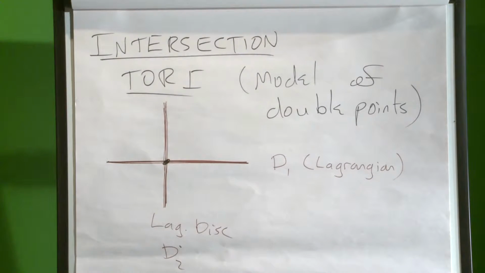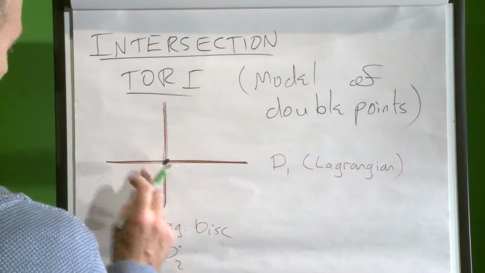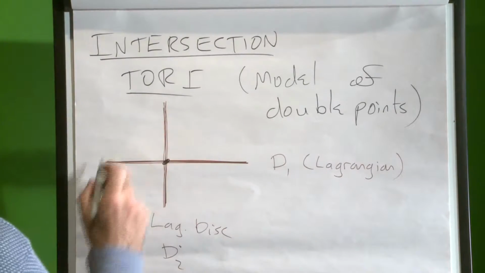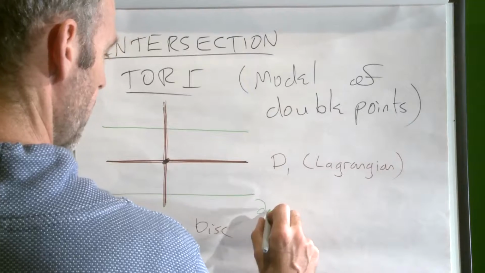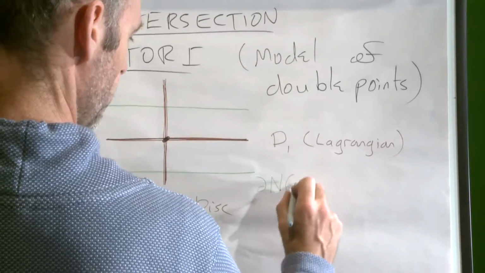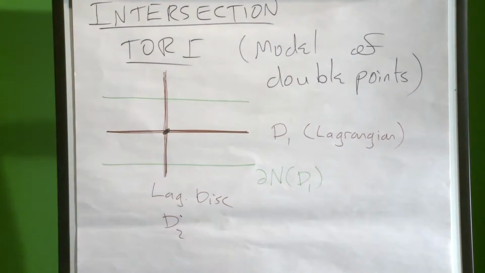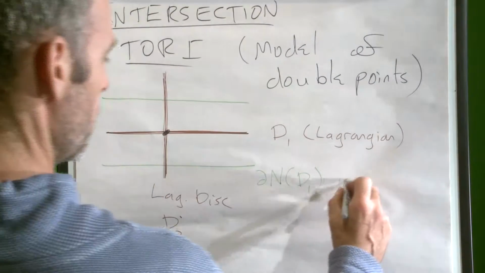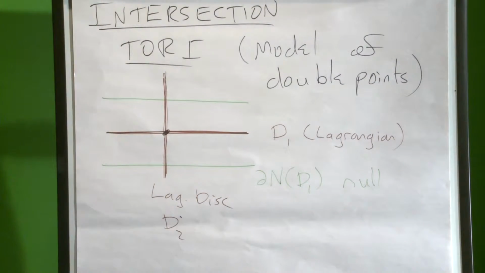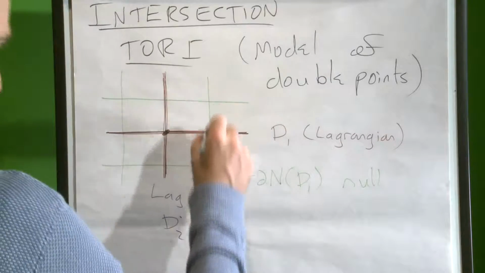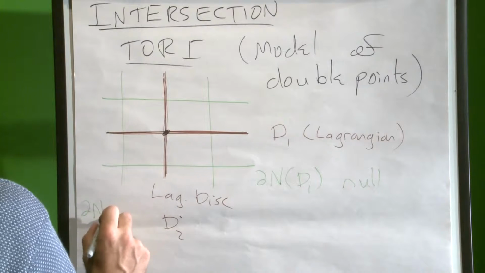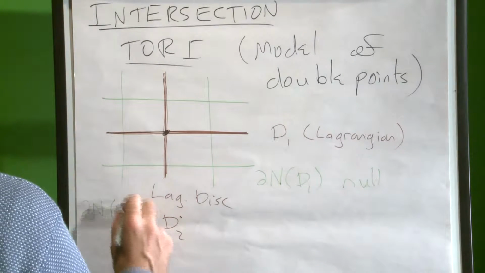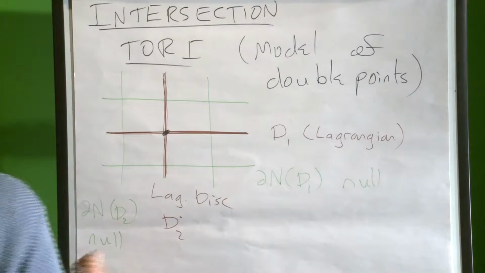Now what we can do is look at the regular normal neighborhood of these and look at the boundary of that. So you look at a kind of strip around each one of those, and then you look at the boundary. Here we take the boundary of the normal neighborhood of the first disk, and in fact, what we're going to show is that we can do that so that the boundary is null. Similarly, for the other disk, this is the boundary of the normal neighborhood of the second disk, and again, this is going to be null.